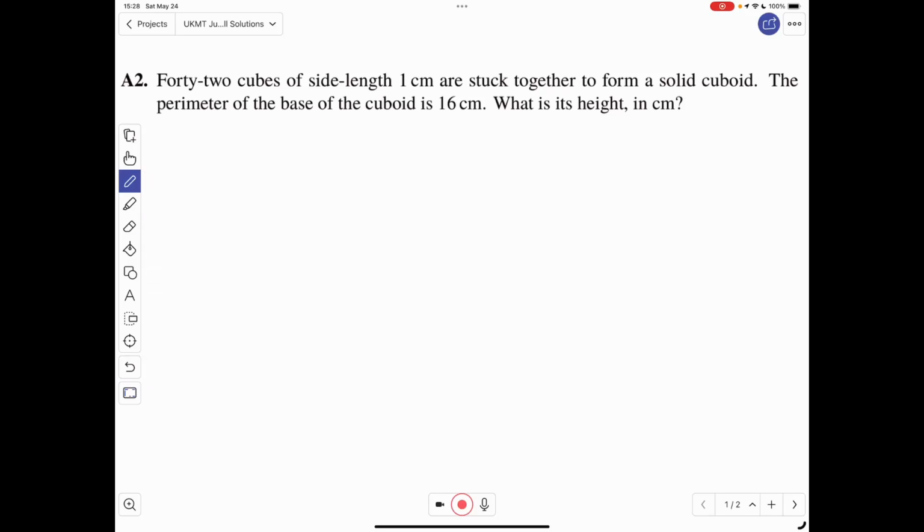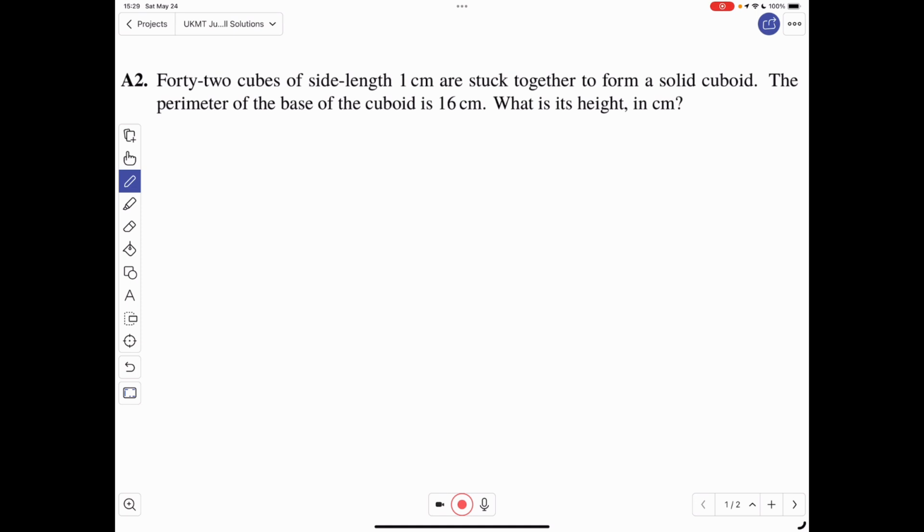Problem A2. 42 cubes of side length 1 cm are stuck together to form a solid cuboid. The perimeter of the base of the cuboid is 16 cm. What is its height in cm?